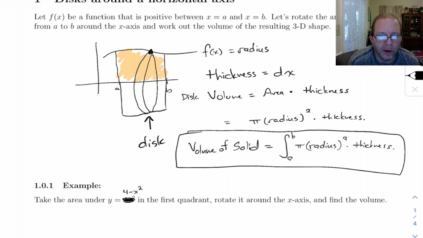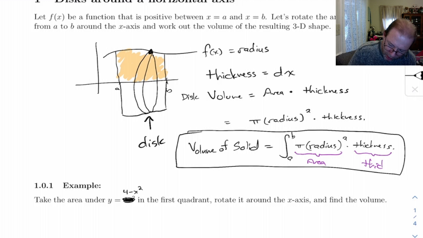Sometimes books or study guides, things you find online, will tell you pi times f of x squared times dx. Don't memorize that. That's true for the first simplest case, but when you start rotating around different lines and things, that'll fall apart. So just keep in mind that you're doing pi times radius squared times thickness. And again, this is the cross-sectional area. This is the thickness. So when you multiply those two together, you get volume. And then the integral just says you're adding up the volume over all those places.